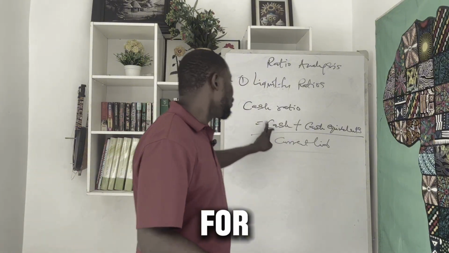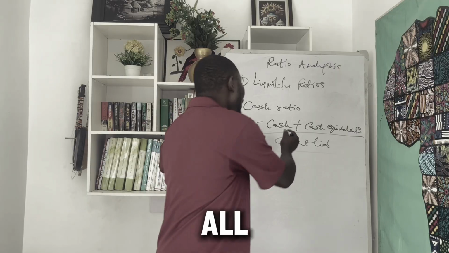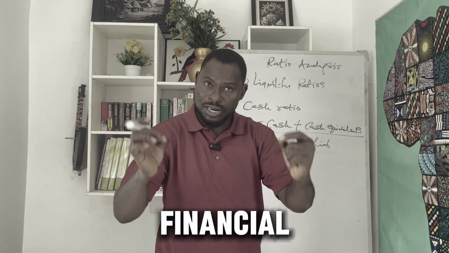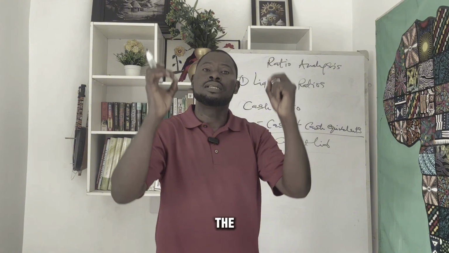So for you to get your cash ratio, you say all of the cash which you have, where do you get it from? You get it from the statement of financial position, which we also call the balance sheet.